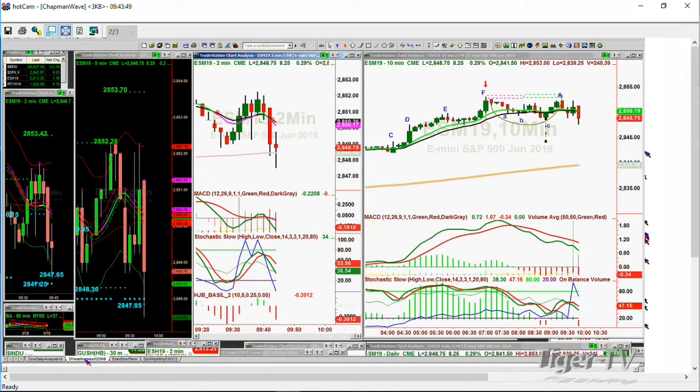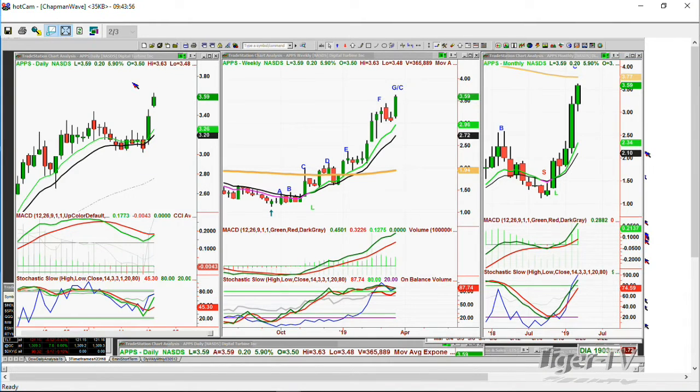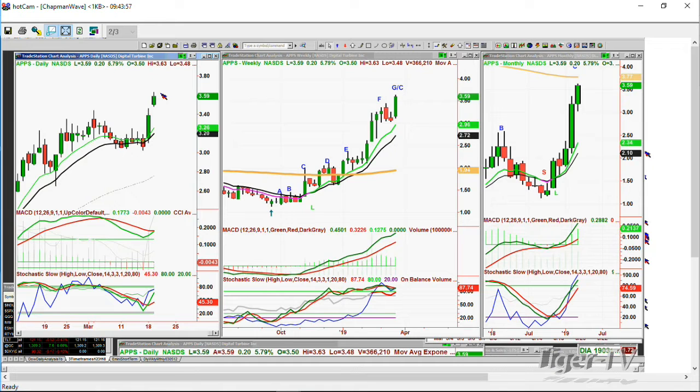We want to go to the bigger things, bigger fish. We're looking at APPS, which is a question that came in. What is that? That is Digital Turbine Inc. at $3.59. You didn't even see the price, $3.59. It hit 3.63 this morning, gapped up, very nice.